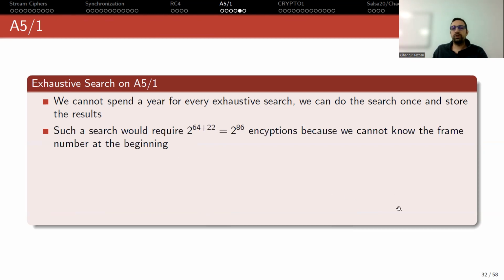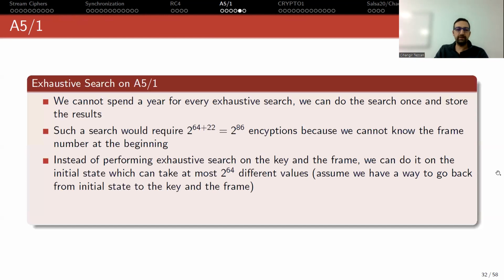Such a search would require 2 to the 64 plus 22, because if you want to do the search first and then use it, you cannot know which frame they are using. But recall that the initial state is determined also by the frame. So you can do this brute force for every frame and every secret key, but this increases the number of encryptions to 2 to the 86, which is hard. So instead of performing exhaustive search on the key and the frame, we can do it on the initial state, which can take at most 2 to the 64 different values.